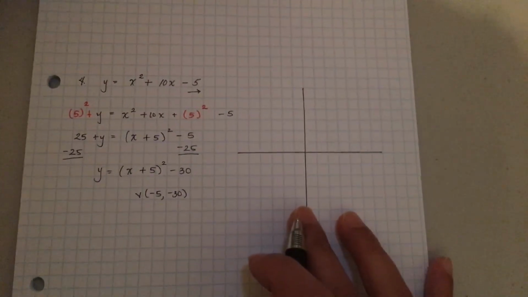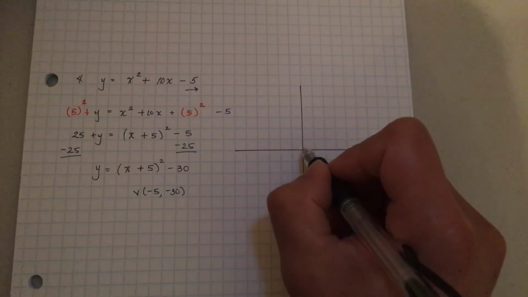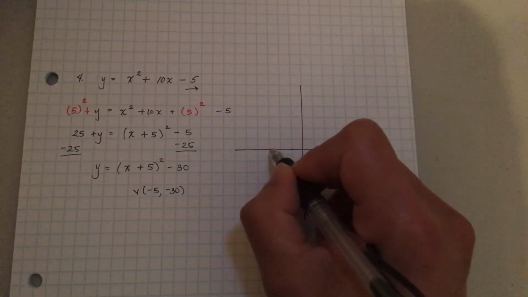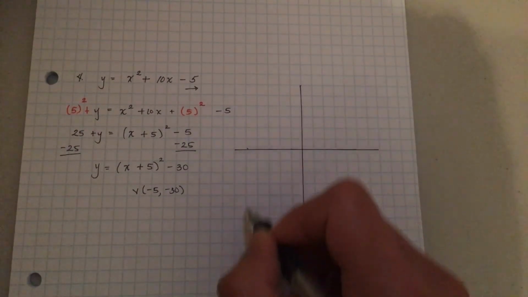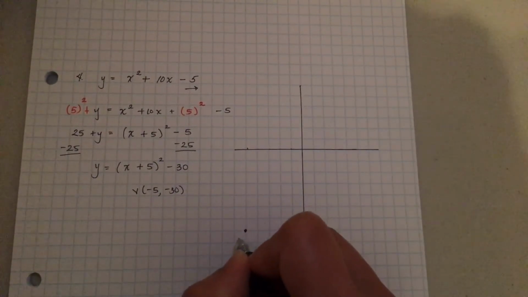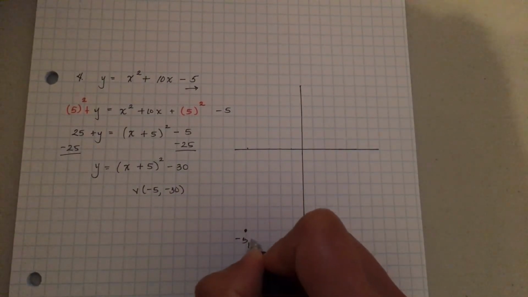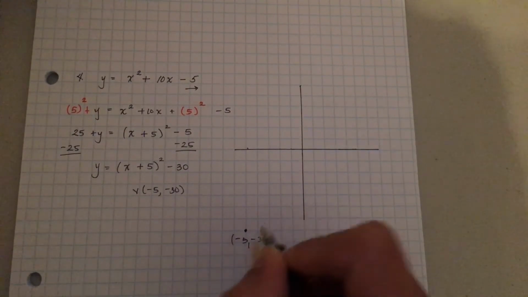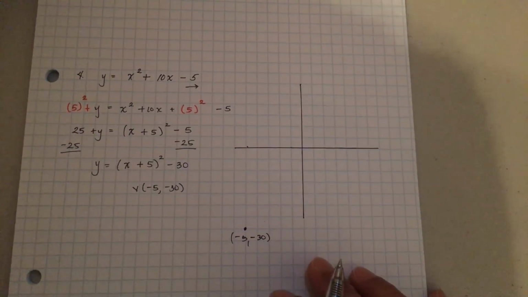All right. So let's go ahead and say here. So negative 5, 1, 2, 3, 4, 5, negative 30. I'm just going to say it's over here. Hay que decir que negativo 30 está acá. Just because it's a lot farther down. So I'll just scale it.